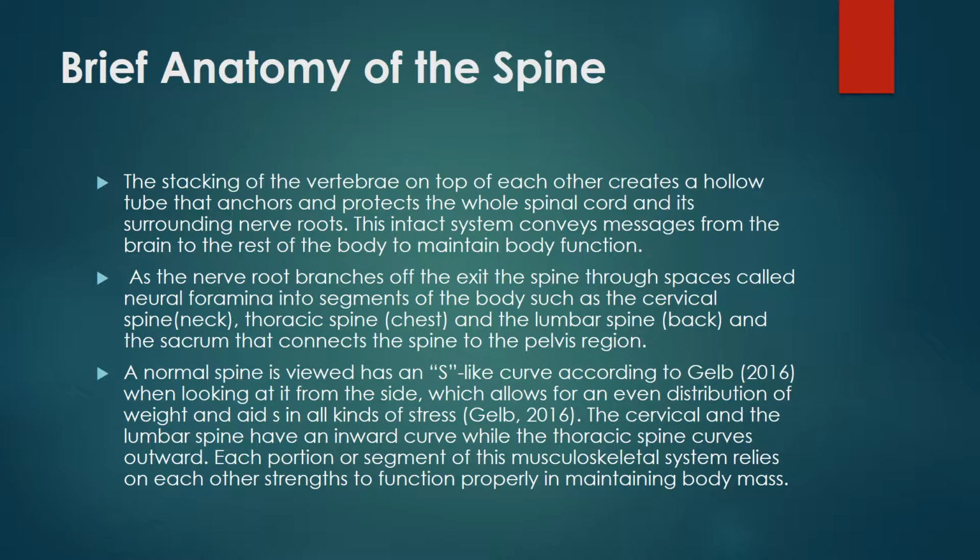A normal spine is viewed as an S-like curve when looking at it from the side, which allows for an even distribution of weight and aids in absorbing all kinds of stress. The cervical and lumbar spine have an inward curve, while the thoracic spine curves outward. Each portion or segment of this musculoskeletal system relies on each other's strengths to function properly in maintaining body mass.